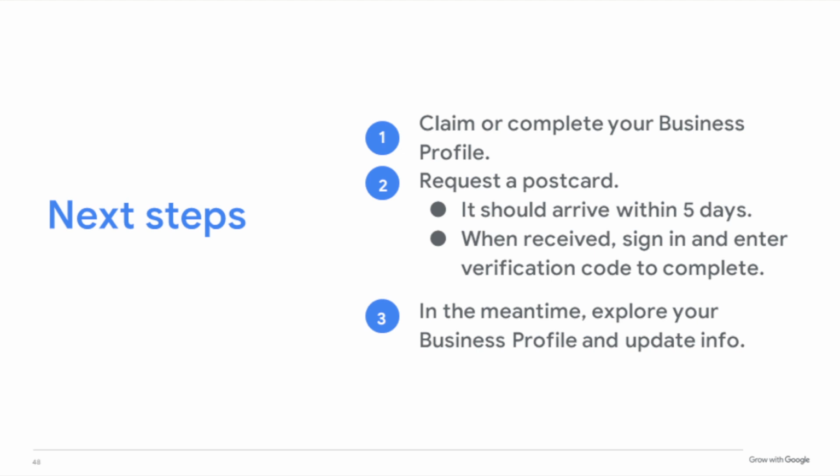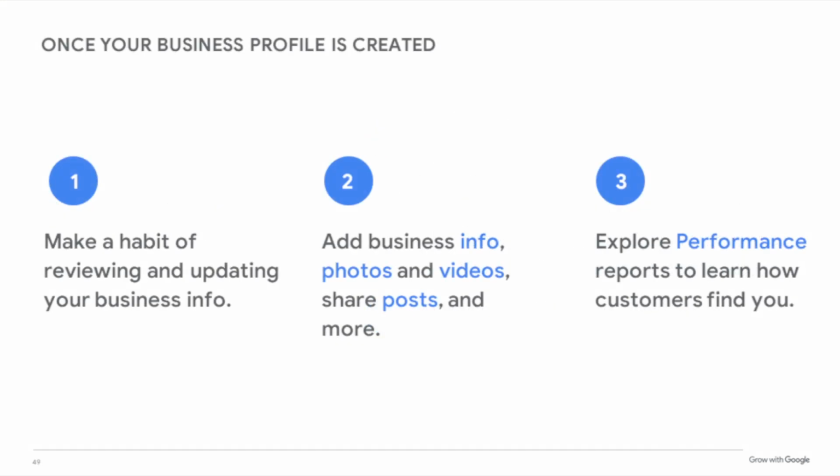So for you right now, to get on Google search and maps and to start managing your actual presence there, you need to either claim your business profile or verify you're the business owner, request that postcard, and then start optimizing and utilizing that Google Business Profile to get seen by your potential clients or your current customer base, or just to get more visibility in search and maps, which still is location, location, location.